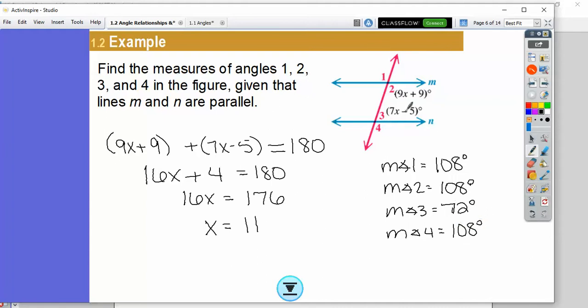You could have also recognized that 3 and 4 together make a straight line, so they're supplementary, and get it that way. So lots of ways we can get there. Okay, any issues with that one?